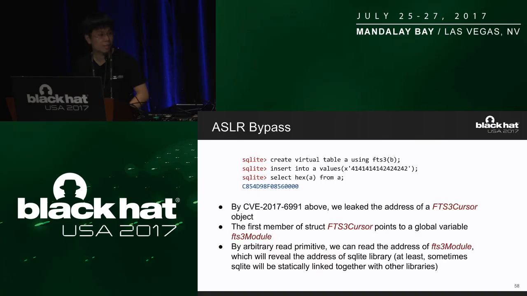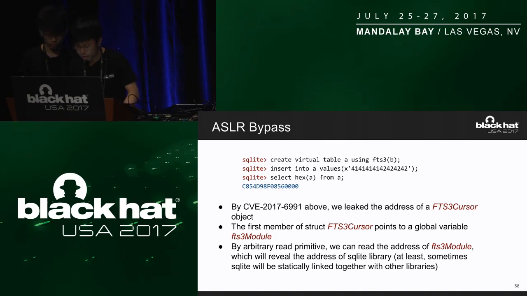So it's time for us to defeat ASLR. ASLR is everywhere in modern targets. Let's review the information disclosure bug. We could use it here because with this bug we can leak the address of some FTS3 cursor struct. By digging into the details of the struct, we find that the first member is pointing to a global variable in SQLite called fts3Module. So by the read primitive, we could read the address of fts3Module and leak the address of the SQLite library.